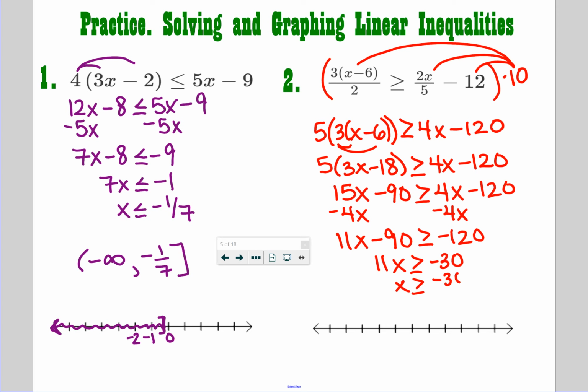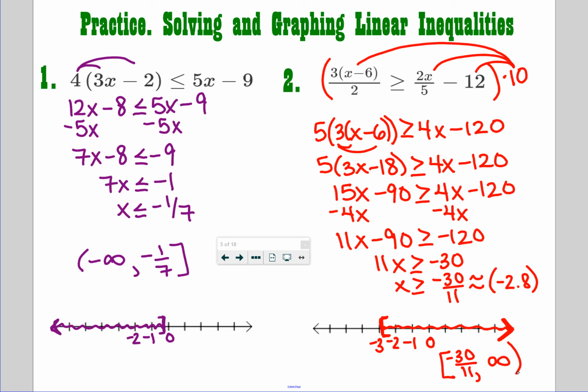So I'm going to get negative 30 over 11, which is approximately negative 2.8. So 0, negative 1, negative 2, negative 3. Somewhere between negative 2 and negative 3 is your point. X values are everything greater than negative 2.8 because it's greater than or equal to. We use a bracket also there. In interval notation, make sure you use the exact answer, not the decimal here: negative 30 elevenths with a bracket to infinity.